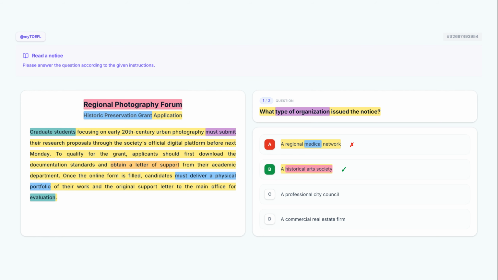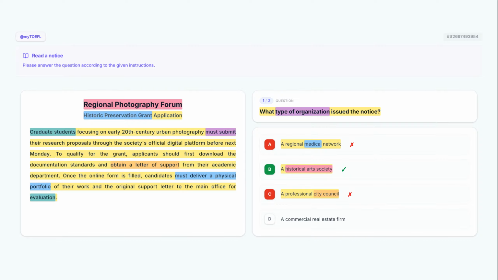Here's option C. Let's break it down. Professional City Council. Although the text mentions urban photography, there is no evidence that a city council is the issuer. The instructions focus on academic research and artistic society rules rather than government legislation, making this option incorrect.